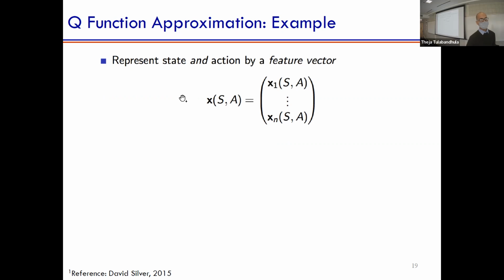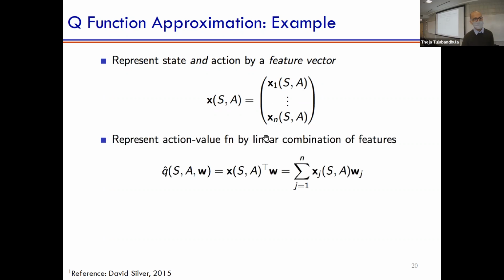So x of S comma A is just some features of state and action. For example, if the state itself is a vector and action is a categorical value, then you can say, hey, I have a vector and I have a categorical value. I can just concatenate them and call that bigger thing the feature vector, for example. So let's say x of S comma A is a feature vector. Then let's assume, and this is just an illustration, that Q hat is from a linear function class.